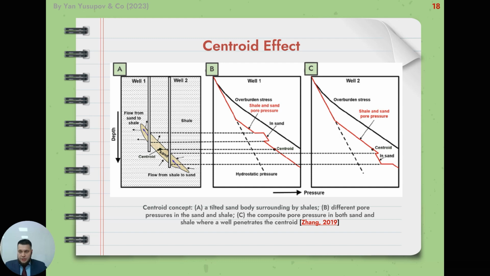The shale pore pressure is typically attributed to disequilibrium compaction and generally mirrors the overburden or lithostatic stress gradient. In deeper layers, the shale pore pressure surpasses the sand pore pressure. Nevertheless, at shallower depths, the sand pore pressure outweighs the shale pore pressure. Hence, the centroid represents the specific depth where the sand and shale pore pressure become balanced.